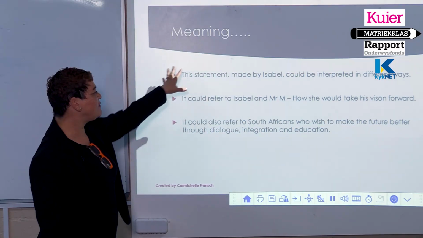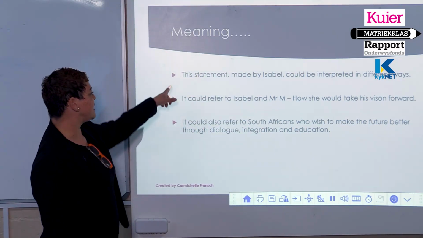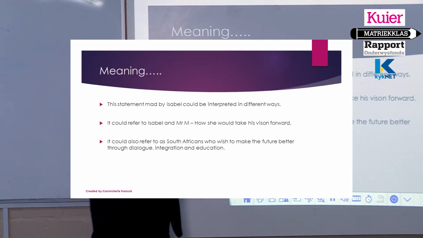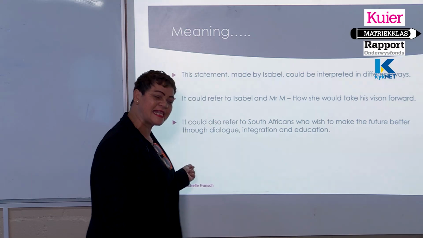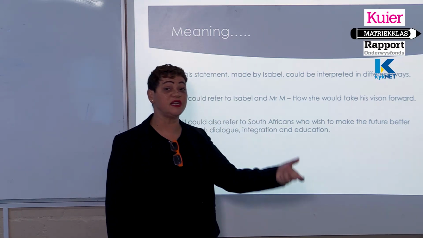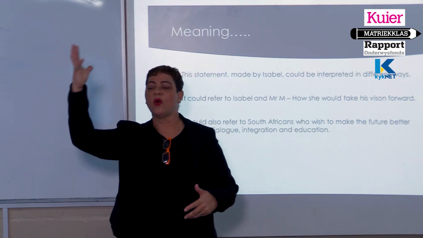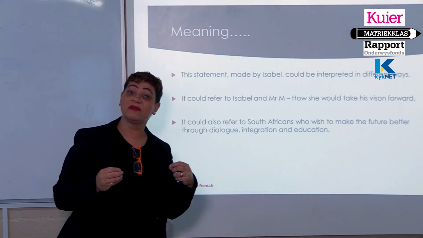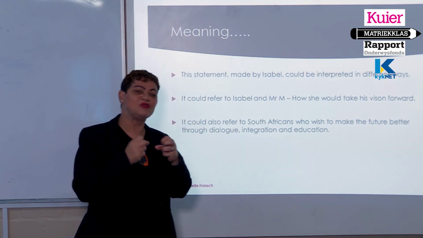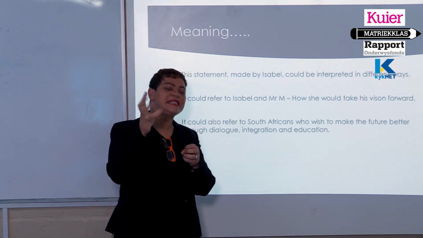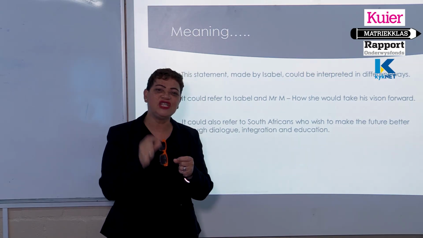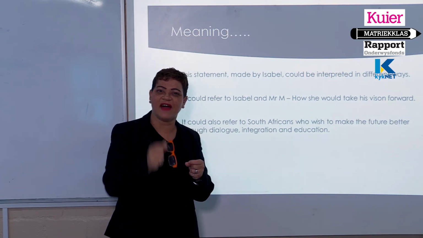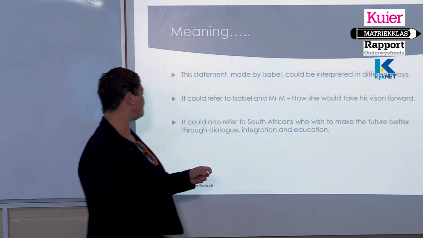What is the meaning of that? I've given you just one or two interpretations. It could be interpreted in different ways. How? Isabel and Mr. M, how she would take his vision forward. And I've just linked that for you in terms of her wanting to be a journalist and him and the dictionary and words and the power of words. And Isabel, as a journalist, would be able to do that. She'd be able to take those words, those 26 letters, those 60,000 words in the dictionary, and she would be able to take forward Mr. M's legacy of non-violence, of using your words.